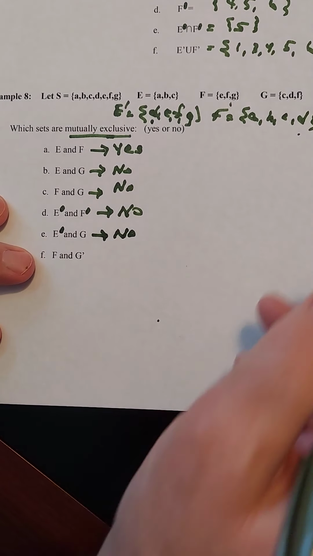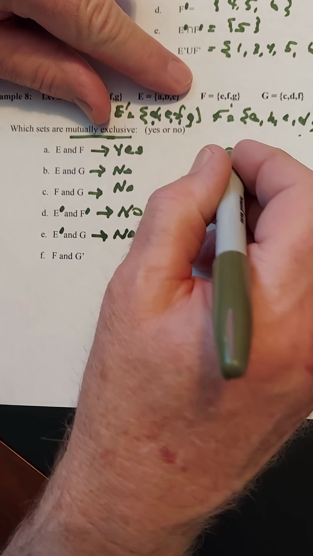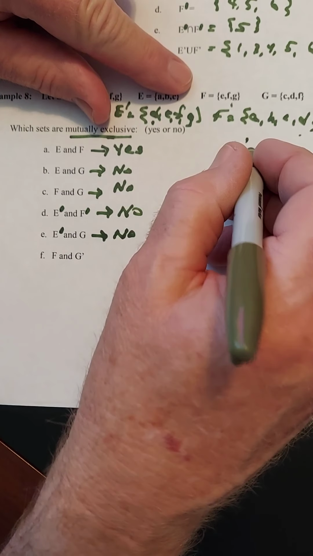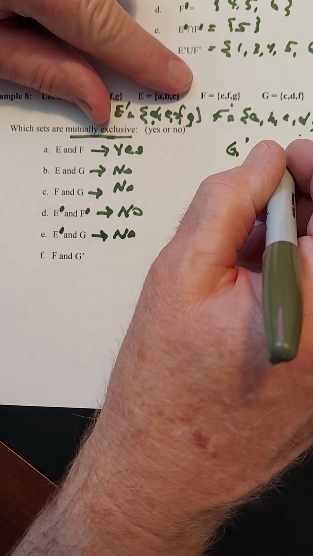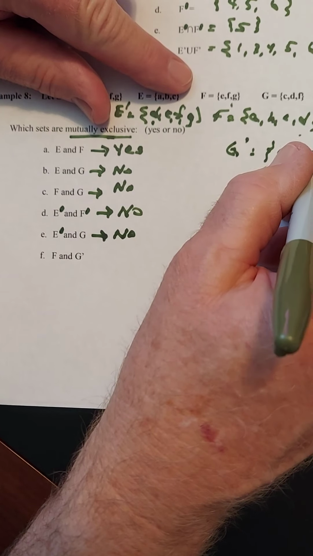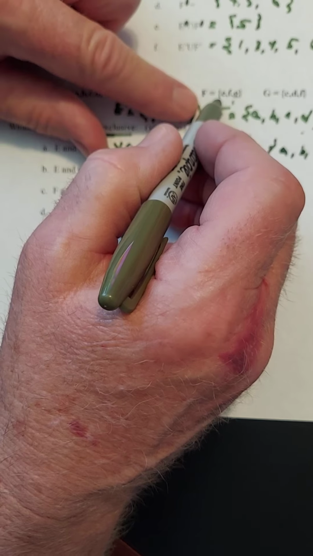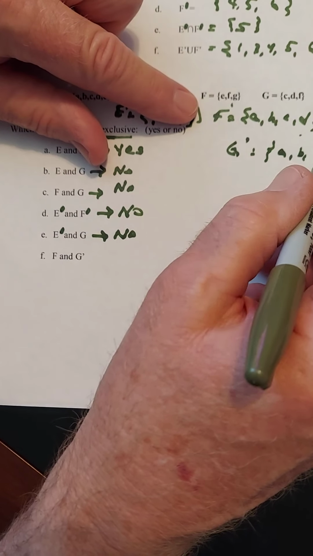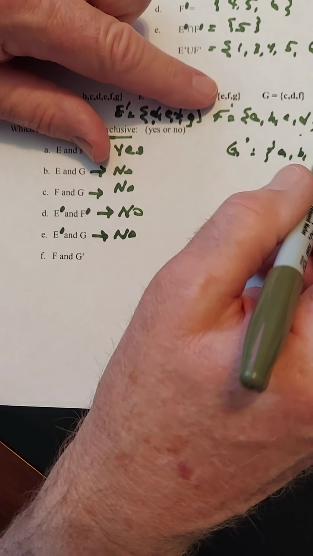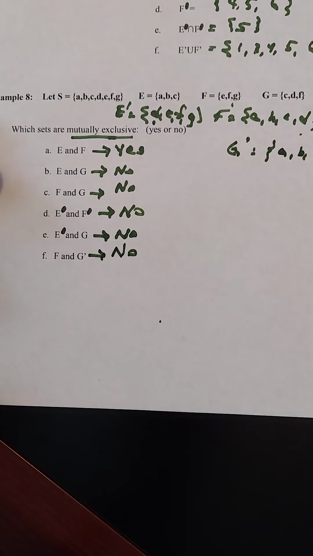Okay, and then F. Here's F. And the complement of G. I'll put the complement of G down here. So you're going to have A, B, what else is missing? E, and G. So you're looking at this one, E, F, G, and down here, I see E in both of them, I see G. So this is a no also. So the only one that was mutually exclusive is the very first one. That meant they did not intersect.